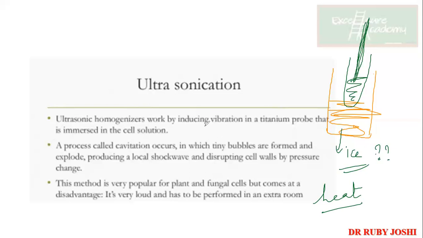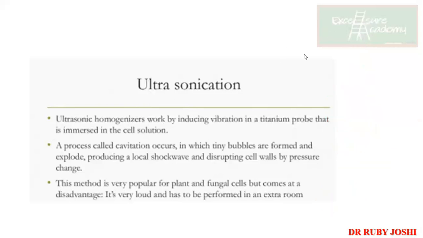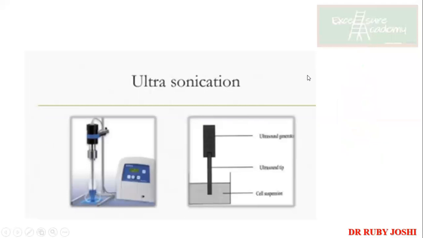Okay. So during sonication, a process called cavitation occurs in which tiny bubbles are formed and explode, producing a shock wave, which is going to disrupt the cell walls by the pressure change. This is done mainly for fungal cells; we can do it on plants also, and on bacterial cells too. When I was working on this, I used the sonicator in the case of bacterial cells. I have not used it in the case of plants. In the case of plants, mortar and pestle was actually very easy to use.